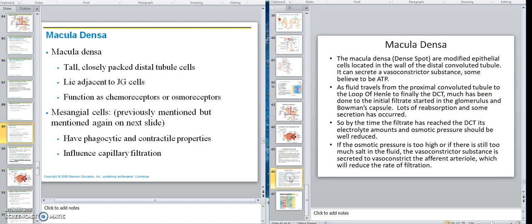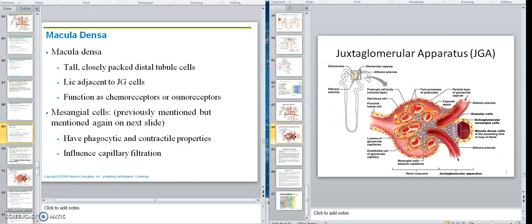Now think about it. Even though I didn't write it here, if the osmotic pressure is too low, or if there's too little salt, then what does that mean? You're going in too slow, which means then the vasoconstrictor substance should back off in order to vasodilate that area more. See what I'm saying? So this apparatus right here is real important as far as controlling the kidney GFR.